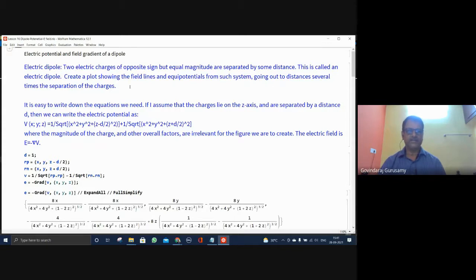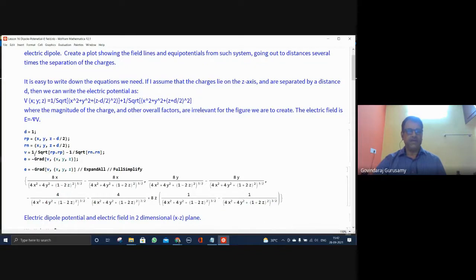It is easy to write down the equations we need. If you assume the charges lie on the z-axis separated by a distance d, then we can write the electric potential as this, where the magnitude of the charge and other overall factors are irrelevant for the figure we are to create. The electric field: potential is given, I take the gradient of that and it gives the electric field.